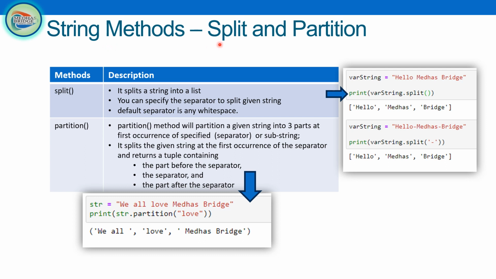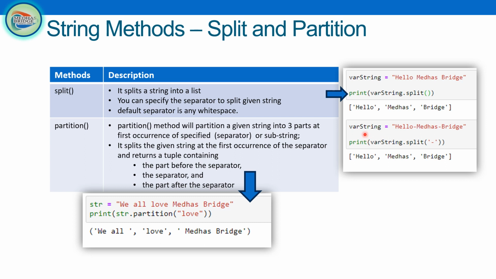String methods split and partition. Split splits a string into a list. You can specify the separator to split the given string. The default separator is any white space. Look at this example. Here we have an input string consisting of 3 substrings joined by white spaces: Hello, space, Medha's, space, Bridge. After split, we get a list containing 3 items. Here it is.